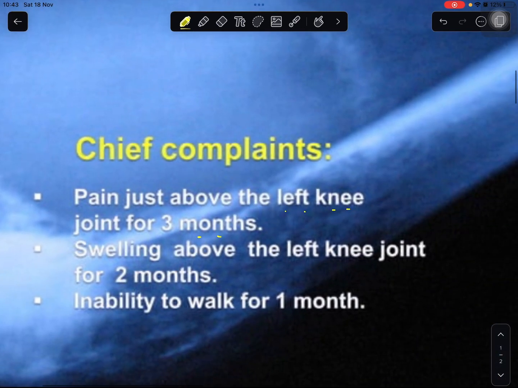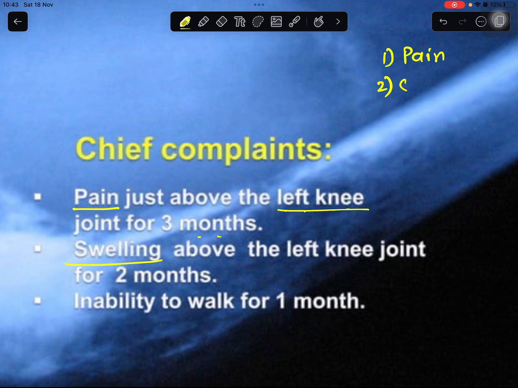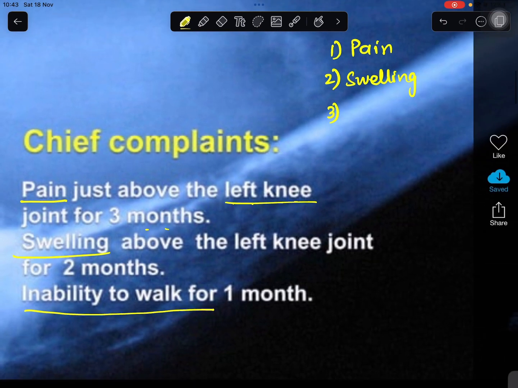Now we ask the patient what problems she is facing. So she says that she is having pain just above the left knee joint for about 3 months. So she's having some sort of pain, and she is even having swelling, right? And then there is an inability to walk. This is especially due to a decrease in joint mobility, and the decrease in joint mobility is the reason why she is unable to walk.